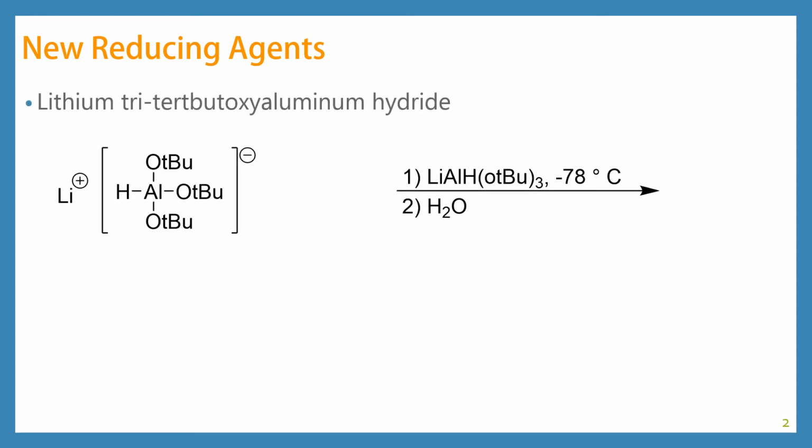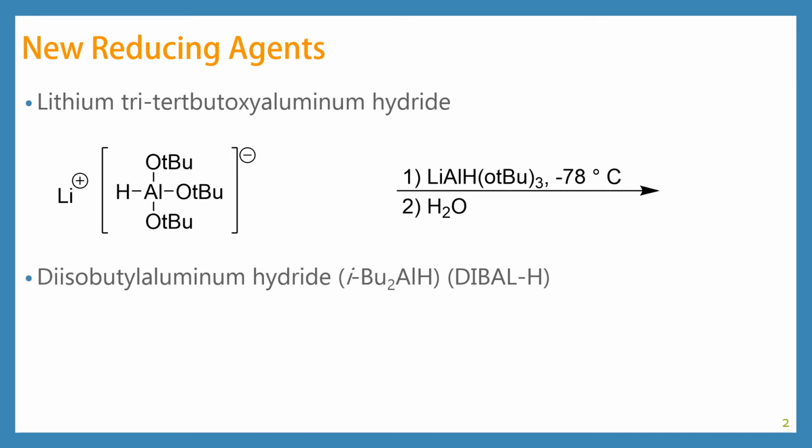Our first one is lithium tri-tert-butoxy aluminum hydride. The shorthand, which is still not very short, is right here. This is your reagent over here. And just like lithium aluminum hydride and sodium borohydride, this is essentially a source of the hydride anion. Remember, that is hydrogen with a lone pair and a negative charge. This reaction is performed at negative 78 degrees Celsius. This helps to slow down and control the reaction.